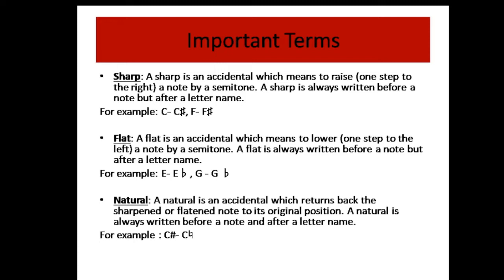The example is for E. It becomes an E flat, where we can see a flat is written after the E or after the letter name. A natural is an accidental, which returns back the sharpened or flattened note to its original position. A natural is always written before a note and after a letter name, as the example shown below.